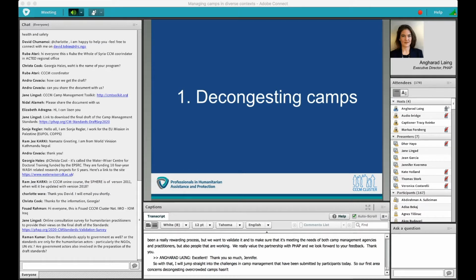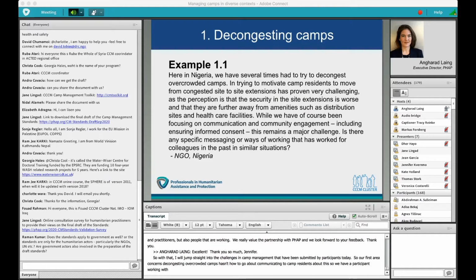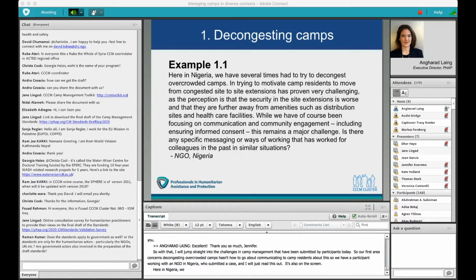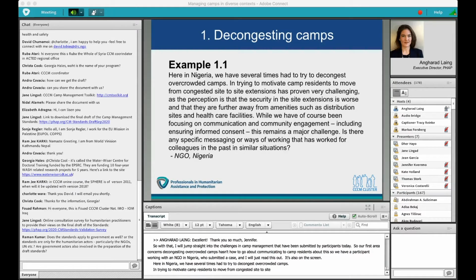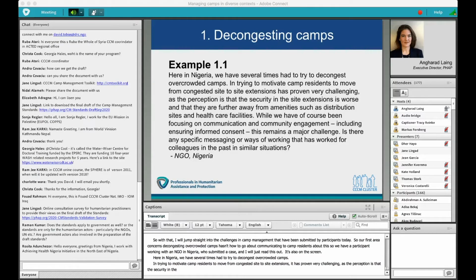So we have a participant working with an NGO in Nigeria who submitted a case, and I'll just read this out. It's also on the screen. Here in Nigeria, we have several times had to try to decongest overcrowded camps. In trying to motivate camp residents to move from congested site to site extensions, it has proven very challenging, as the perception is that the security in the site extensions is worse and that they are further away from amenities such as distribution sites and healthcare facilities.